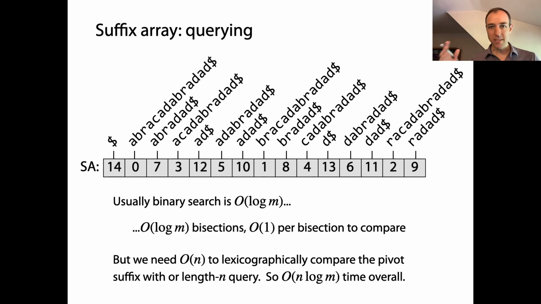So each of those bisections requires that we do one of these comparisons. So we have to take the big O of n and the big O of log of m and multiply them, so that the amount of time required overall for querying the suffix array, the way we've seen it so far, we will improve on this later, is big O of n times log of m. These are two things multiplied together. The log m part comes from the bisections. The n part comes from the fact that for each bisection we have to do a lexicographical comparison.